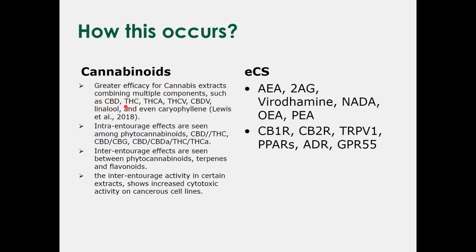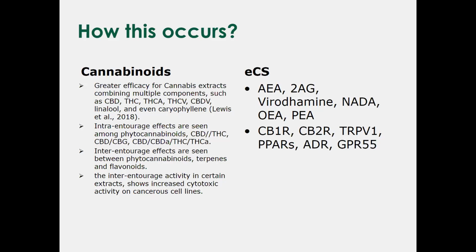So when we see CBD, THC, THCA, CBDA, THCV, CBDV, all this together, it has a very different effect. For example, if you take CBD and THC, mix and give, they act better than CBD alone and THC alone. These combinations are available now in the US, where they combine CBD and THC, CBD and CBG, CBD, CBDA, THC, THCA, all these things they combine, and they have seen that they bring about what we call intra-entourage effects.